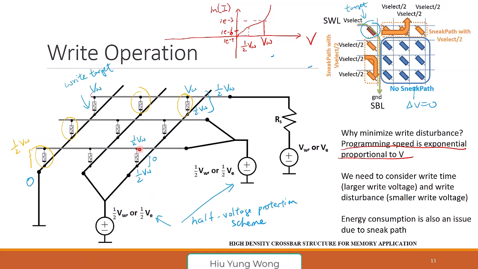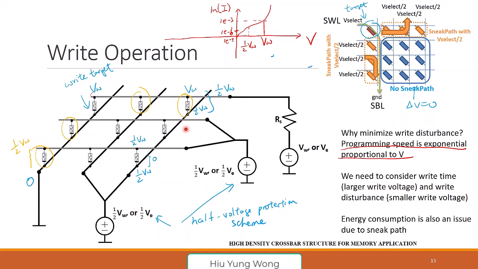Okay. But how about for the same row and same column? Well, the top is VW. The bottom is half VW, right? So the difference across them is half VW. And as some of you said, that's still a problem.